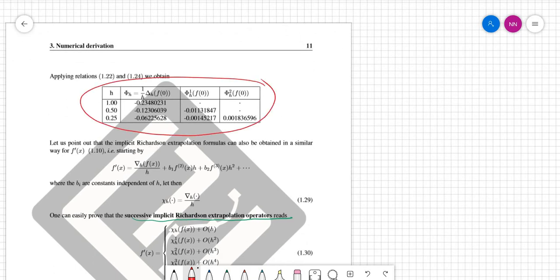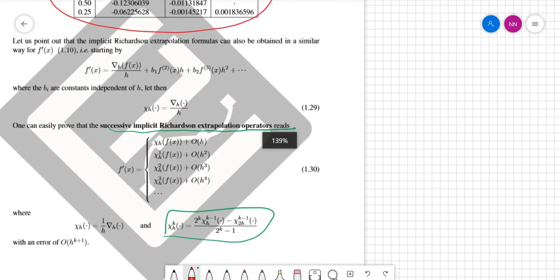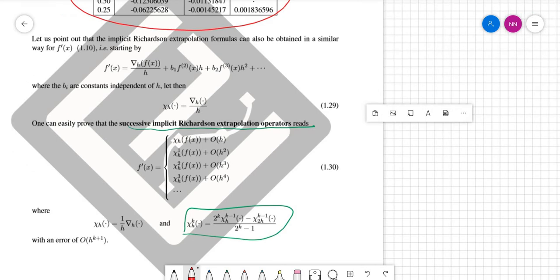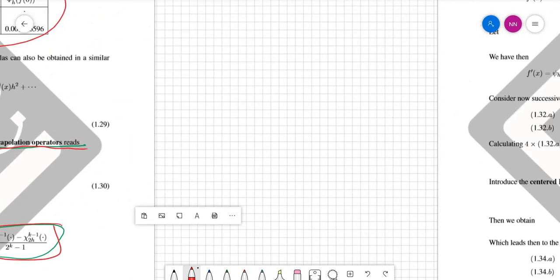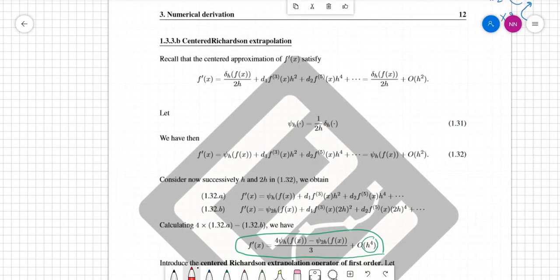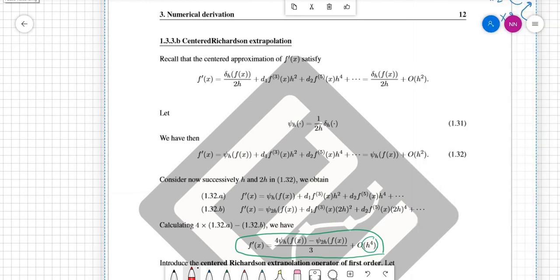I will leave you with the remaining part of the Richardson extrapolation of the first order derivative, because it's the same thing. You can make the implicit extrapolation operator with the same procedure, and you will have this kind of expression, which is very similar to the explicit one. And you can also make a Richardson extrapolation operator for the centered approximation. It's the same procedure. I will let you read it alone.